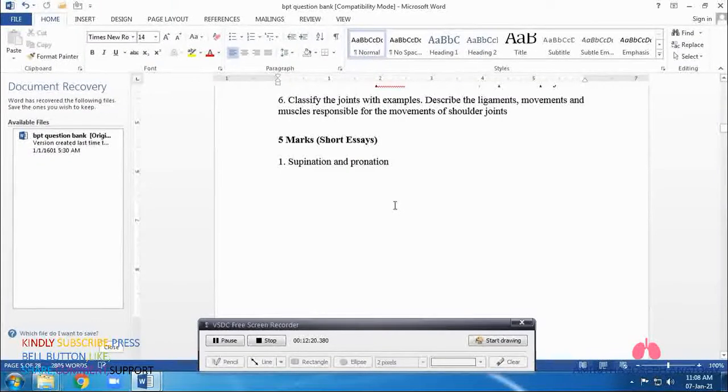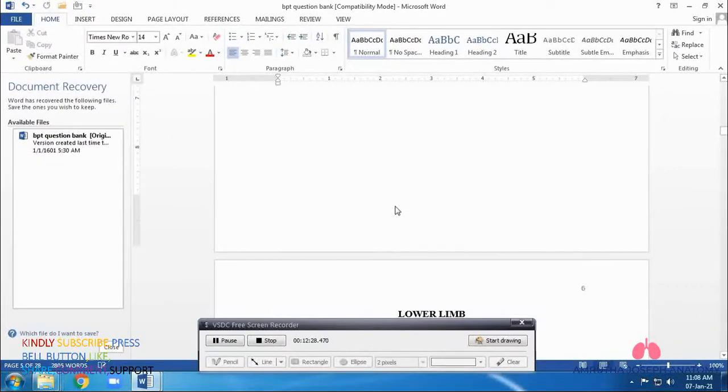Coming to lower limb, I think lower limb we will discuss in the next class.